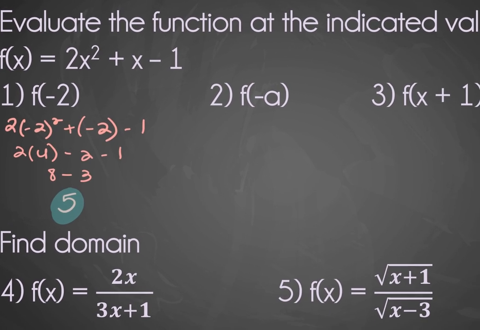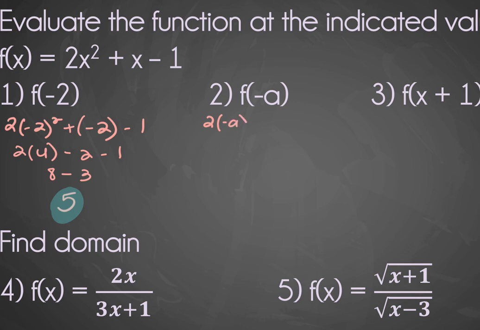The f of -a, we plug in a -a in place of all the x's. And you get 2a squared minus a minus 1. And that's as simplified as it gets.